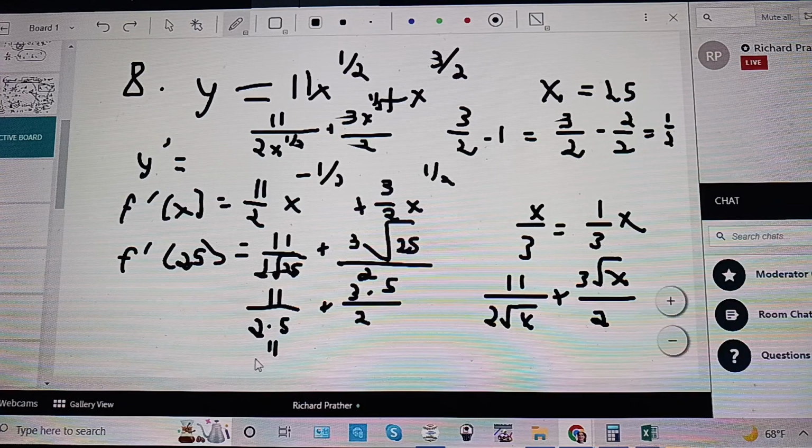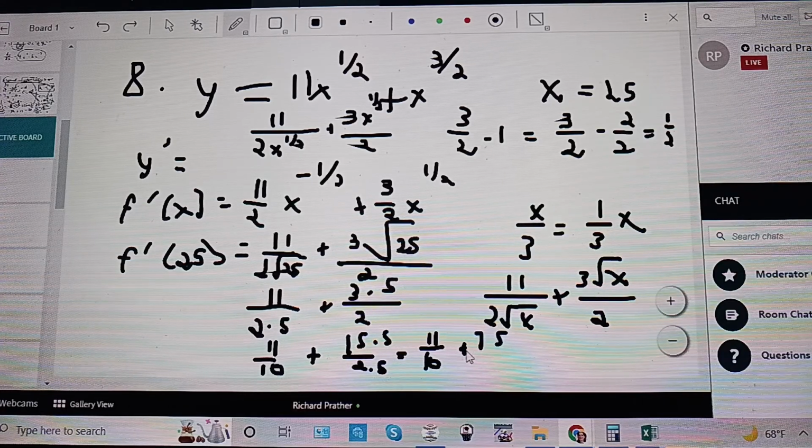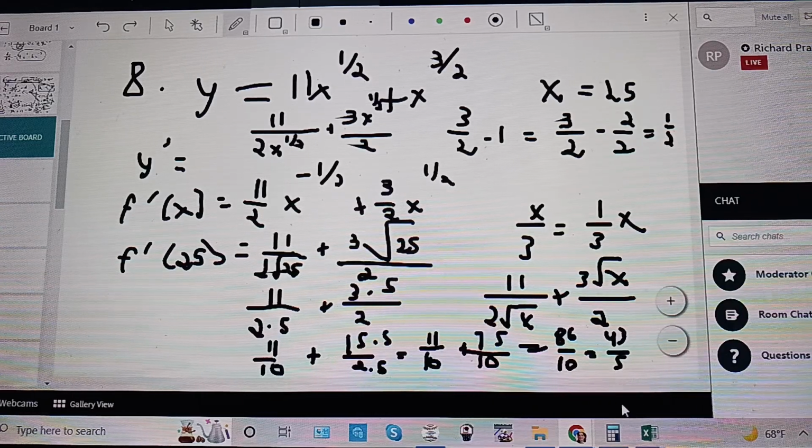This is 11 over 10 plus 15 over 2. So we have to get a common denominator, multiply this by 5 over 5. That way both fractions will be over 10. 11 over 10 plus 75 over 10 is 86 over 10, which both divide by 2, so we should make it 43 over 5, or they'll count it wrong. 43 over 5, that's finally, see, this problem just got messy because of all the fractions.